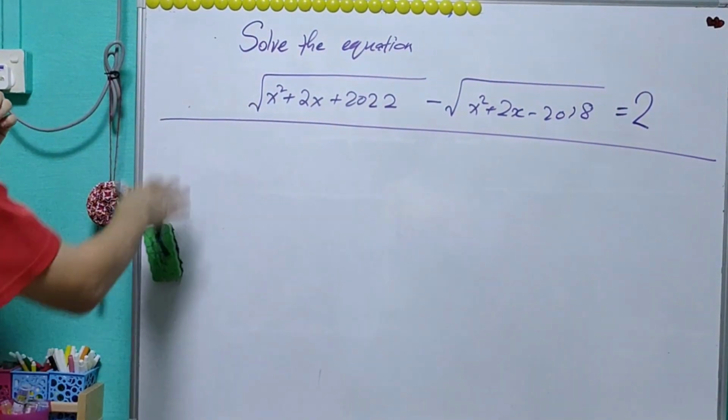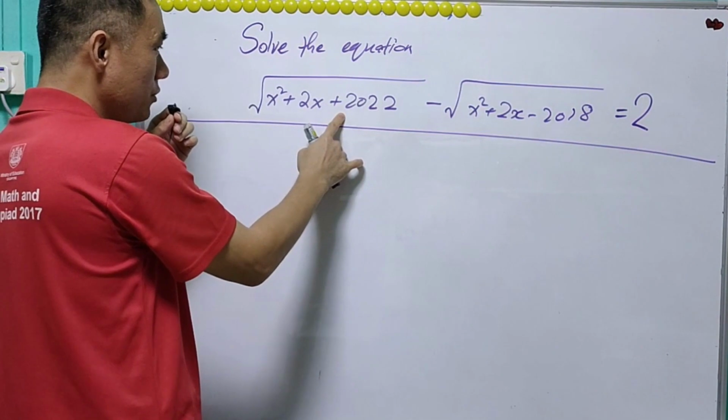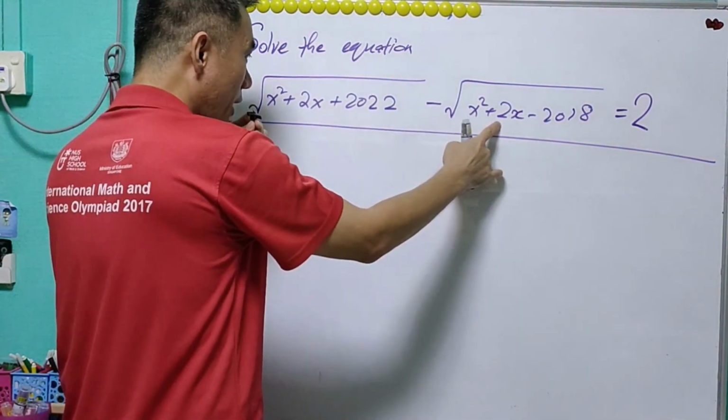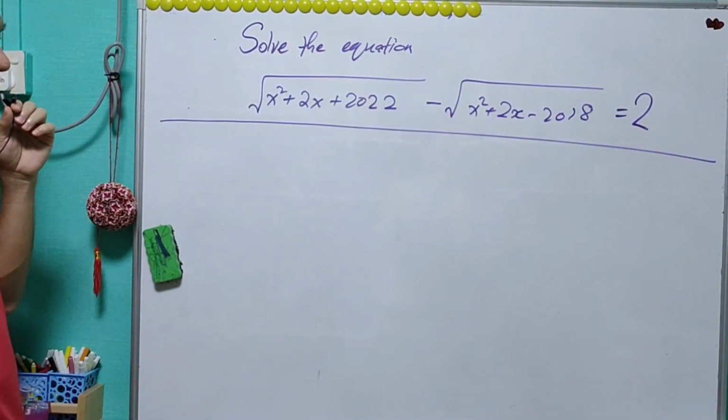For this question, we are asked to solve the equation: square root of x squared plus 2x plus 2022 minus square root of x squared plus 2x minus 2018 equals 2. What will be the answer?